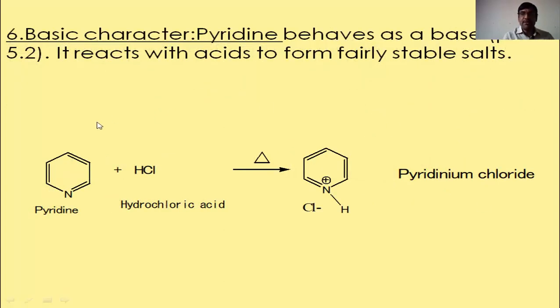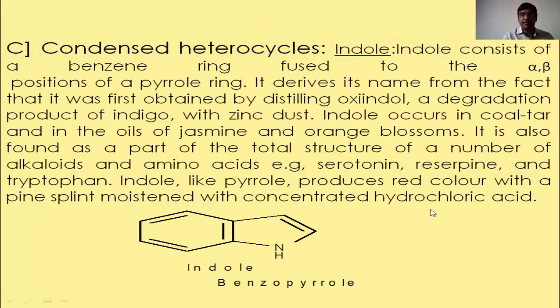The basic character of pyridine. A base is a compound or molecule which donates a lone pair or accepts a hydrogen ion. Here is the pyridine. Outside there is one lone pair of electrons on the nitrogen atom. HCl is an acid. This H plus will be accepted by the pyridine nitrogen atom, meaning it accepts the proton, meaning it is a base, and its pKa value is 5.2, and there is formation of a salt. That's why pyridine is also called a base.